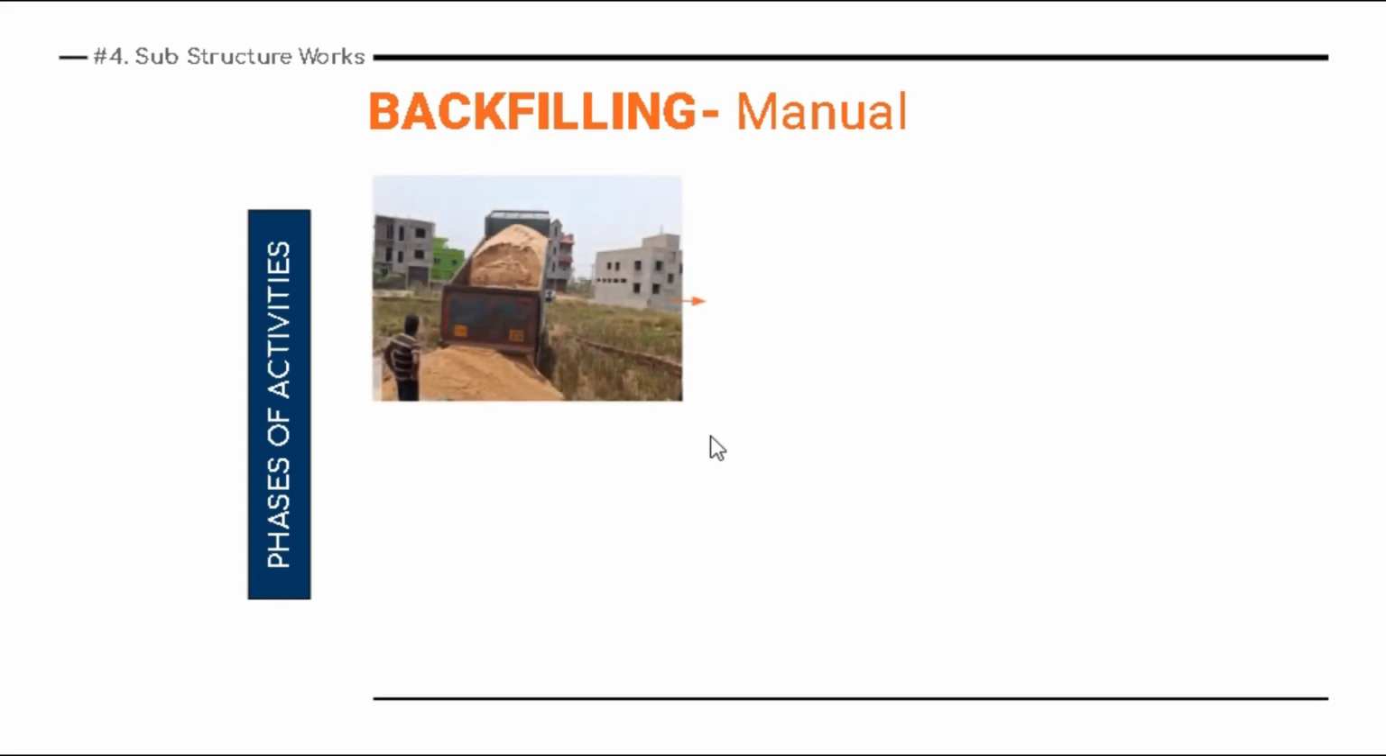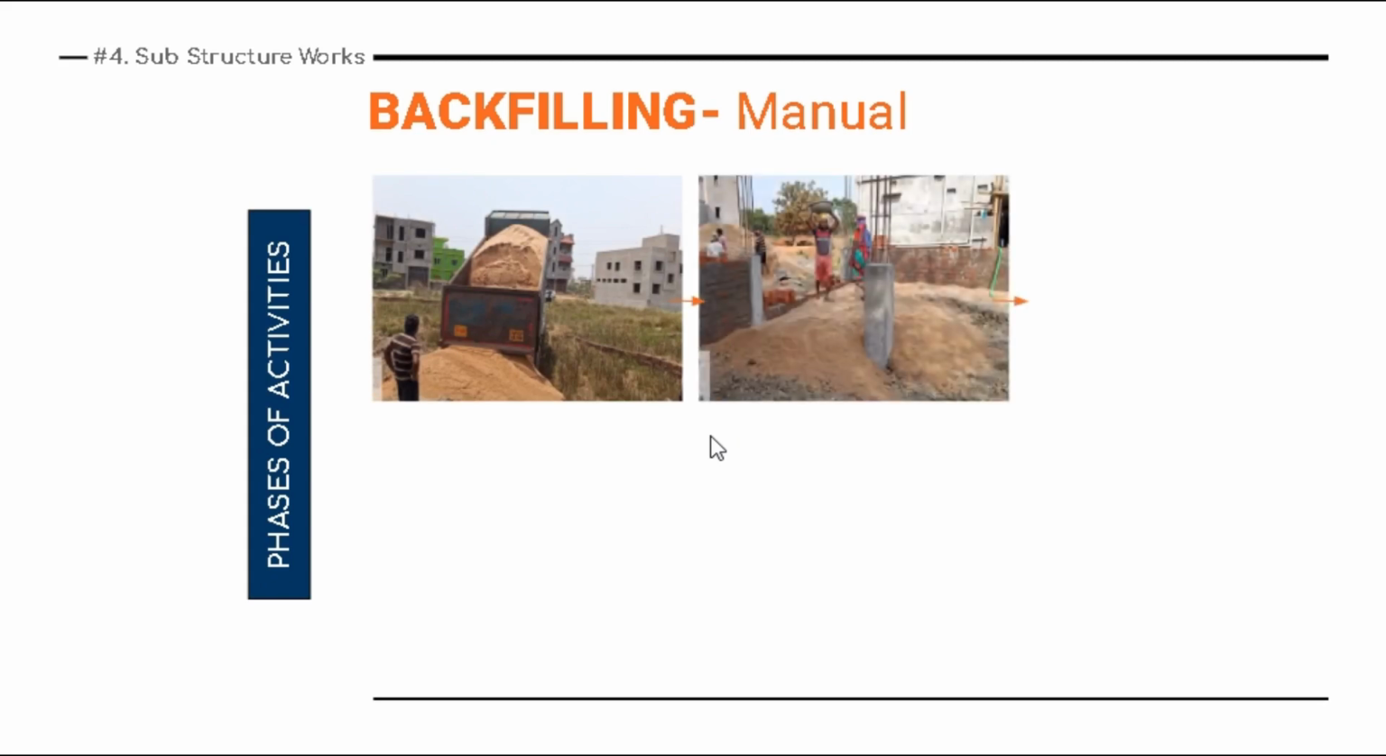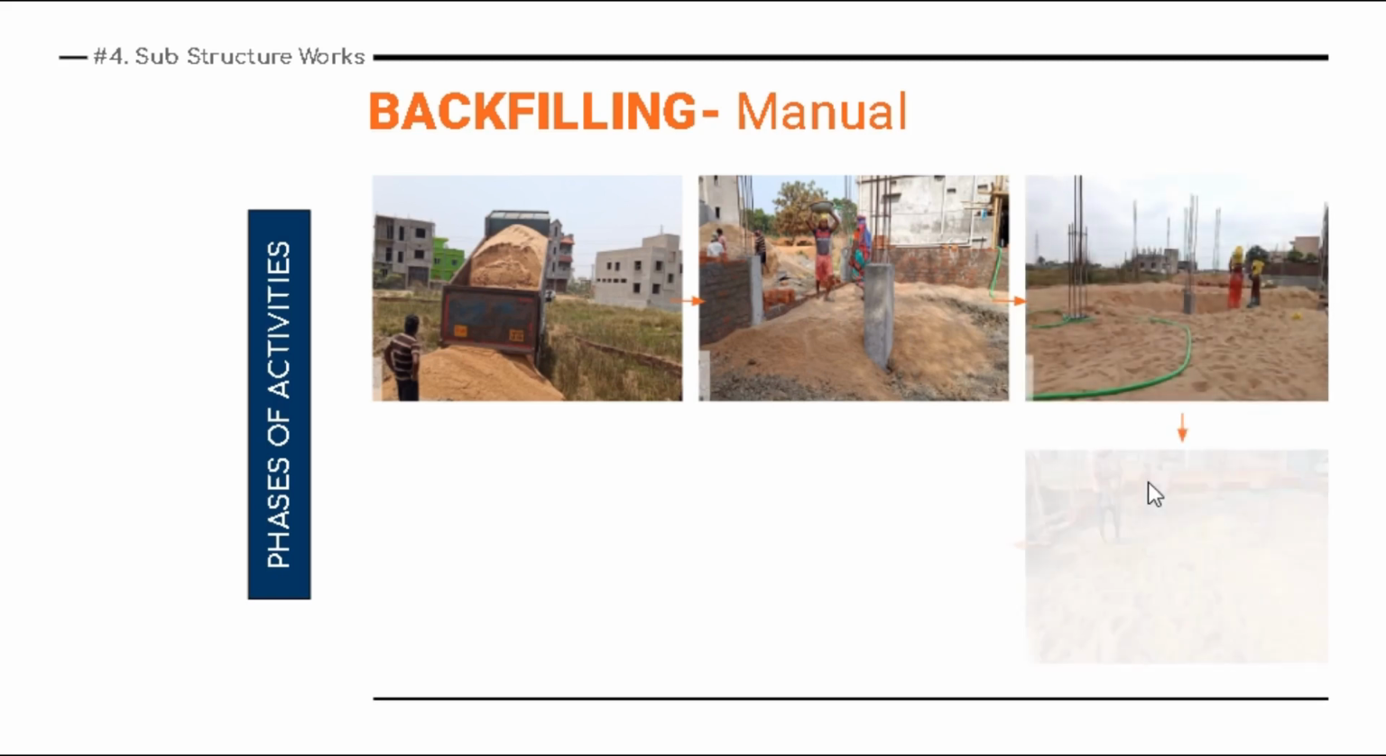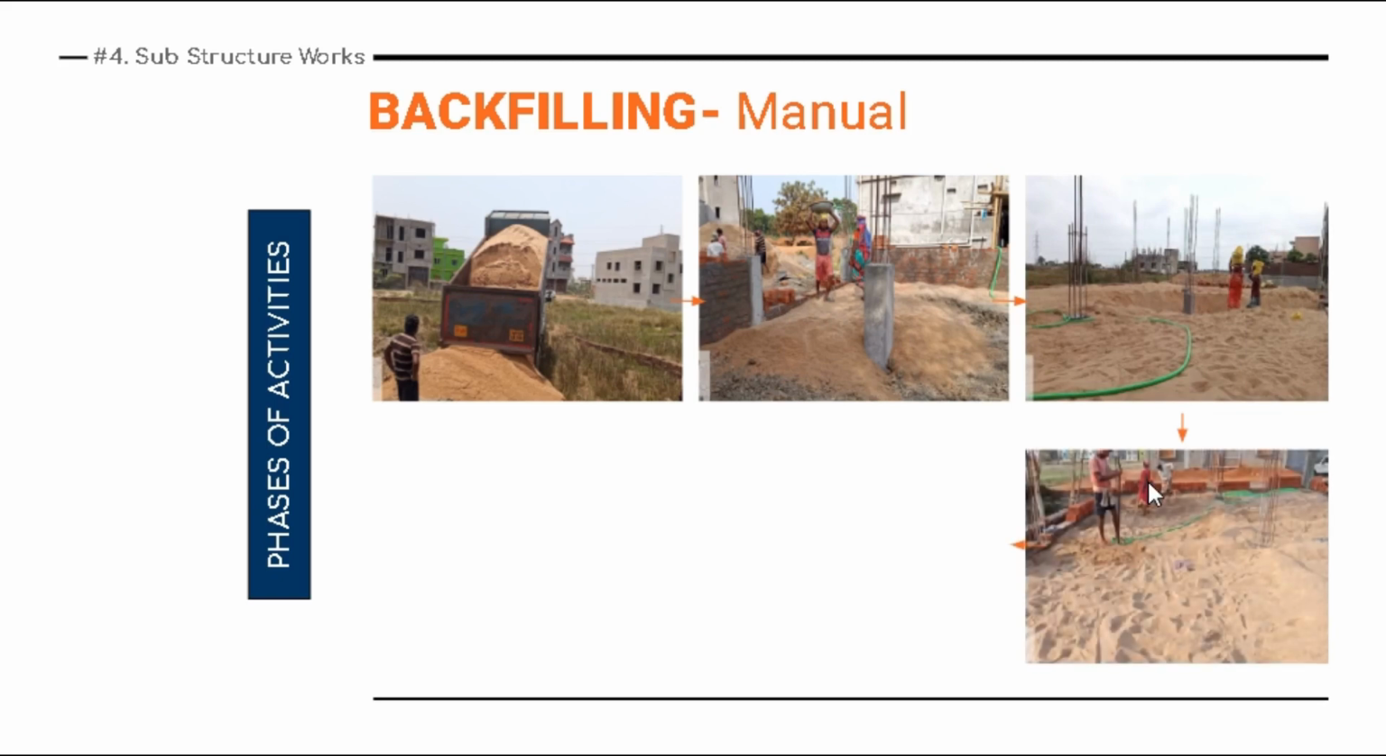Then let's understand the various phases and activities in the manual backfilling process. Here it is the unloading of sand at your site. Then manually you will be using helpers to sift the sand and thoroughly spread it out over the site. Then start pouring water over the space, and this should be done in layers. How much? After every 10 inches you need to compact the sand evenly.